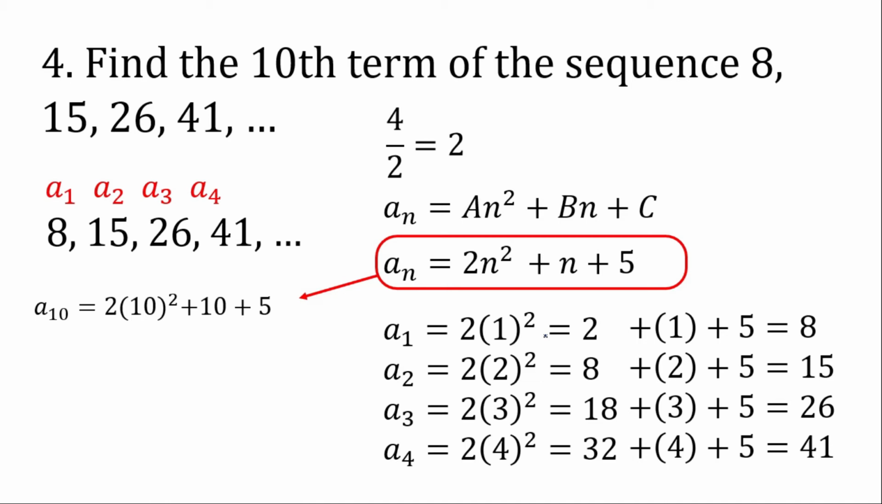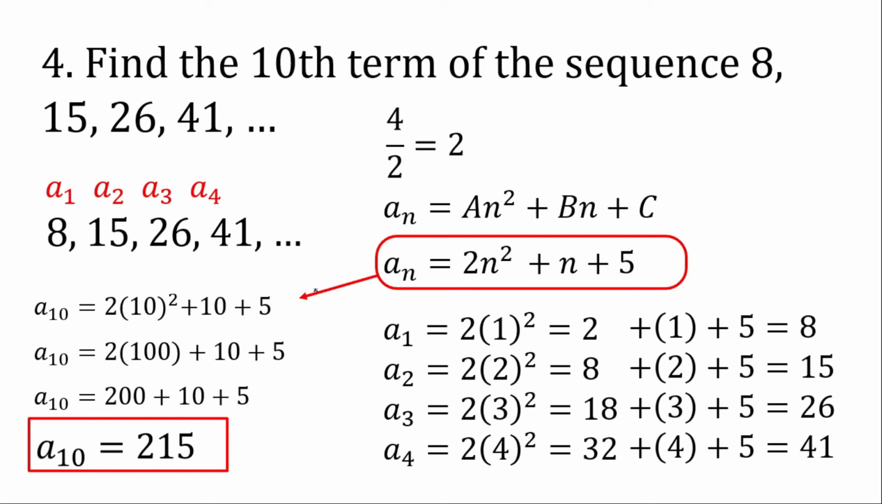Now let's get the 10th term. Let's substitute 10 for n. So we get this, and 2 times 100 is 200. 200 plus 10 plus 5, and that would be 215. So on both ways, we get 215. So therefore, the 10th term of this sequence is 215.